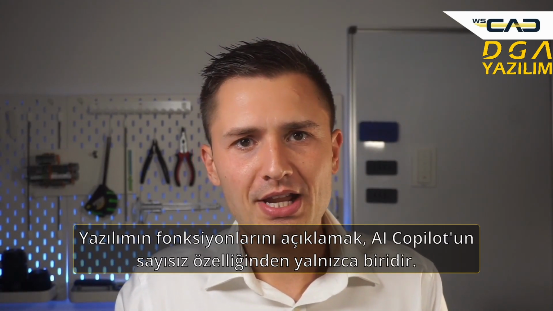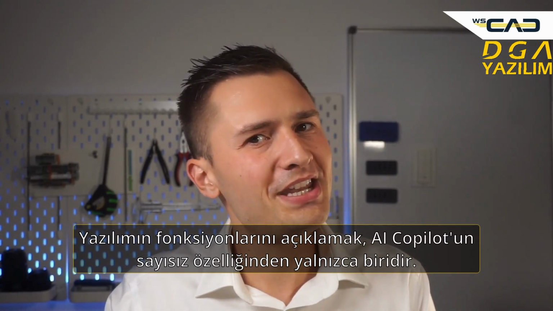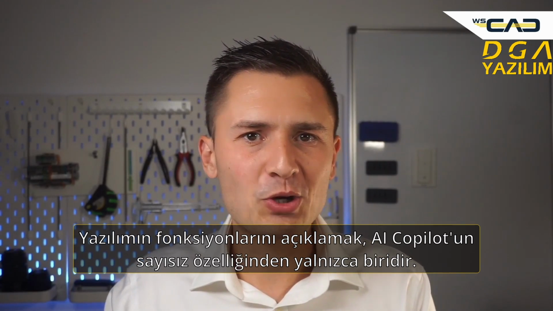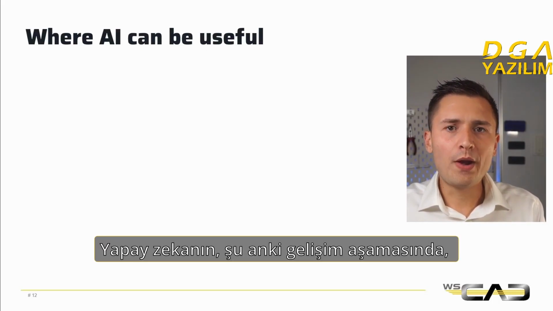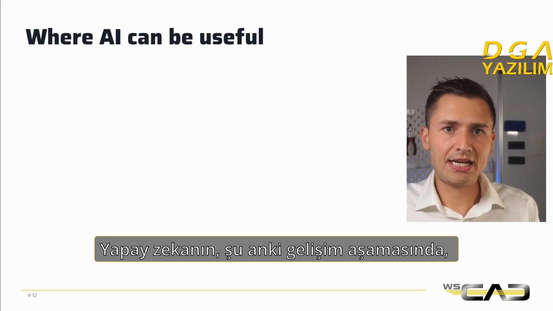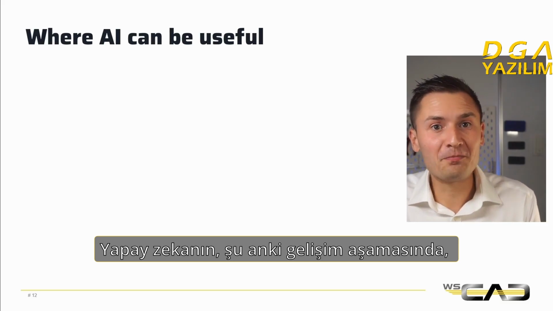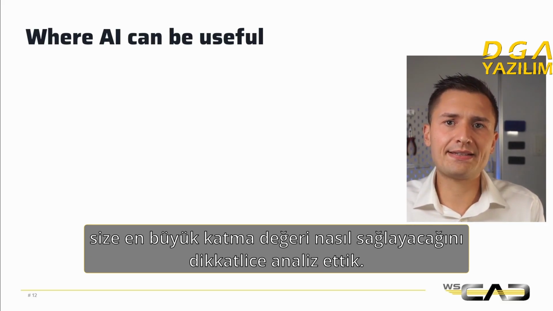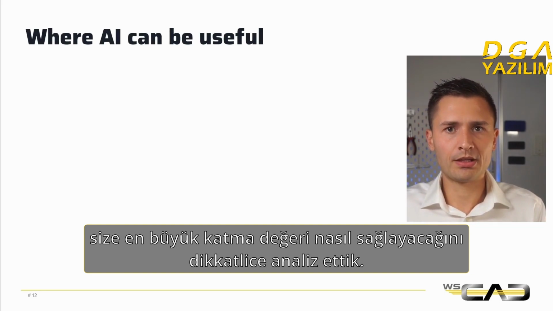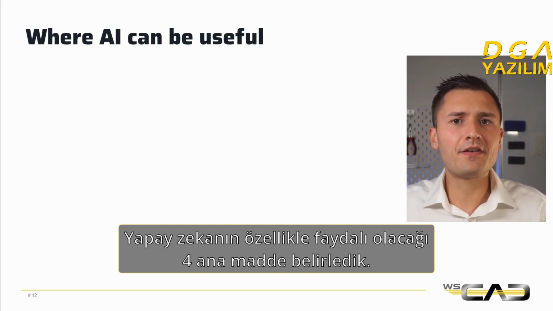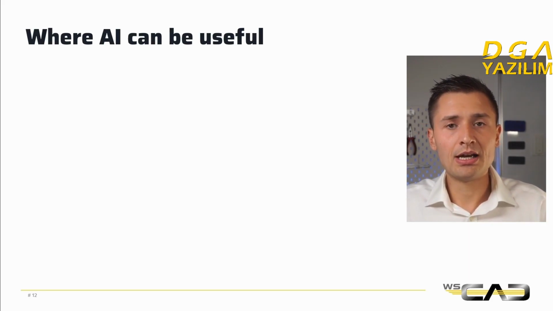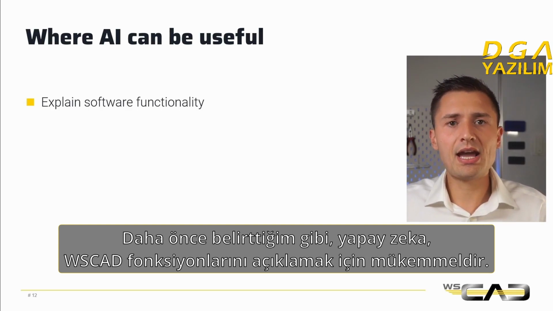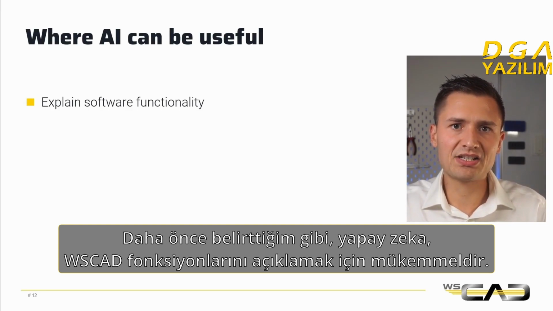Explaining the software functionality is just one of many capabilities of the Copilot. We have carefully analyzed where artificial intelligence, in its current stage of development, can offer the greatest added value for you. In doing so, we have identified 4 main categories in which AI will be particularly useful. As I mentioned before, AI is excellent for explaining software functions.